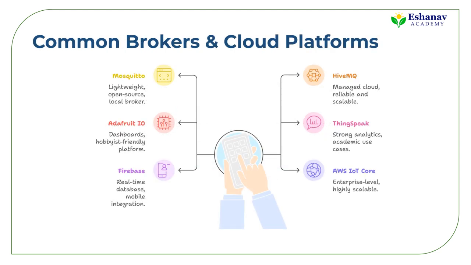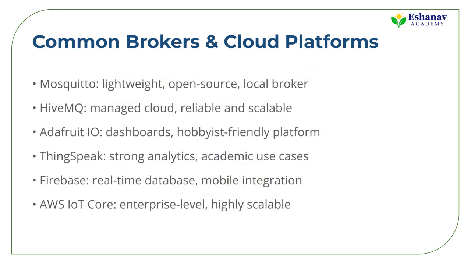Let's look at the common options side by side. Mosquitto is the workhorse for local networks, lightweight and open source. HiveMQ offers cloud reliability and a free developer tier that's perfect for learning. Adafruit IO is a maker-friendly option with easy dashboards, while ThingSpeak shines in academic projects thanks to MATLAB integration. Firebase doesn't use MQTT by default, but its real-time database syncs well with mobile apps. Finally, AWS IoT Core is enterprise-grade, steep learning curve, but unbeatable if you're building something commercial and large-scale. Think carefully about what your project really demands: fast tinkering, easy dashboards, or production-level infrastructure.